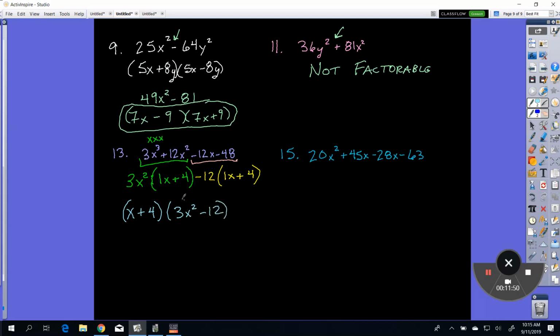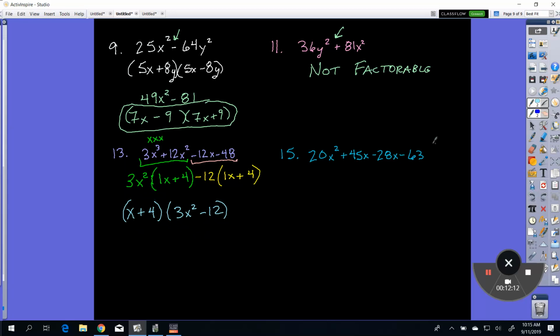Because if I were to look at it this way, the 3x squared is going to multiply both of them, and the negative 12 would multiply both of them. And so it's the same thing that we had right here, it's just a different way of writing it. And for your test, this will be the answer, but for the extra credit part of the test, I'll show you the extra credit part.